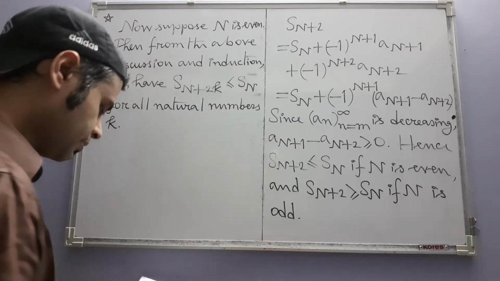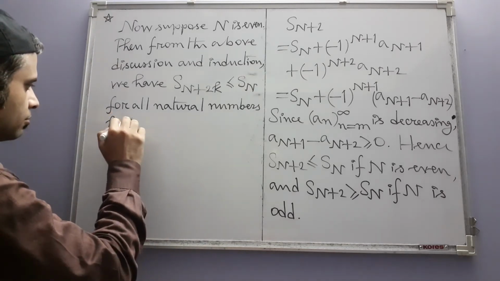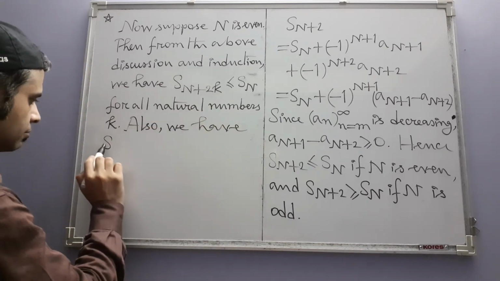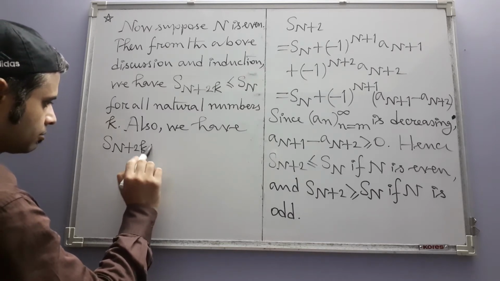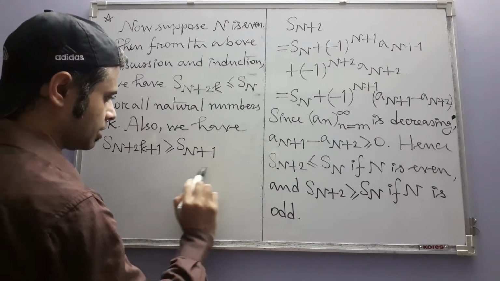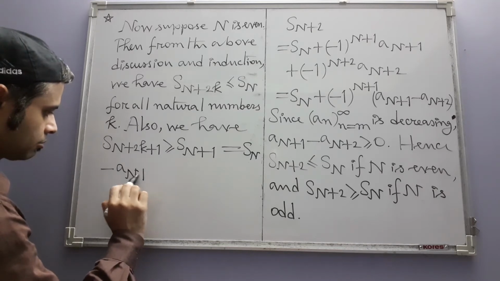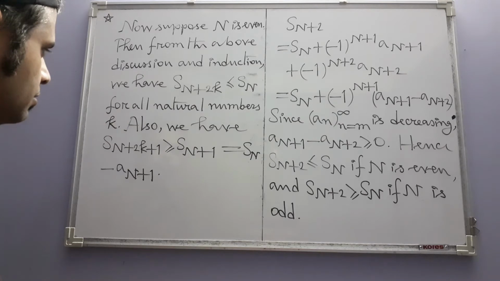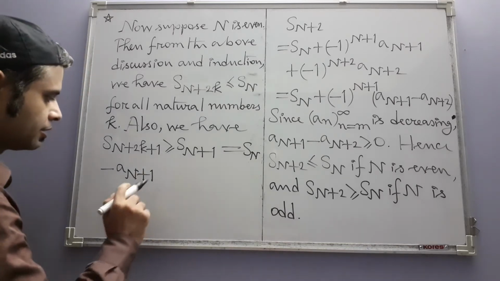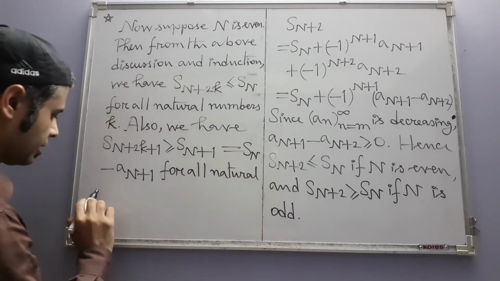So that is one thing. There is another thing also. We have Sn plus 2k plus 1 greater than or equal to Sn plus 1, which is equal to Sn minus a_{n+1}, for all natural numbers k.